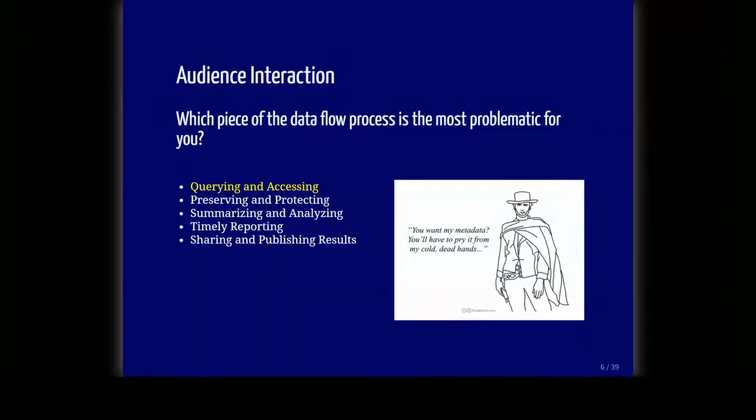So, another Mentimeter poll just to get some audience interaction. Amy's going to be dropping a link in the chat box again. But before you answer that, I want to quickly run down through the answers in your multiple choice and show you some examples of what goes on and what we've experienced in our time. So which piece of the data flow process is the most problematic for you?